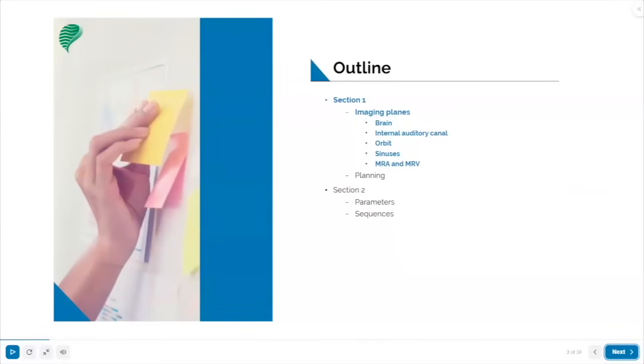Here we see the outline for the presentation so that you can see what we will be covering. In section 1, we will focus on imaging planes and scan planning. In section 2, we will take a dive into imaging parameters and help to optimize our imaging and the sequences performed for various exams.